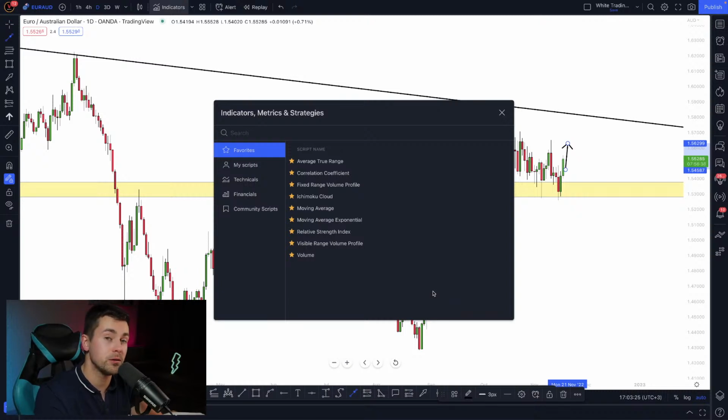On my YouTube channel, you can check the video about volume profile. There I explain how exactly I use the volume profile indicator. And you can check the video about RSI. Yes, RSI and RSI divergence. It's very useful.